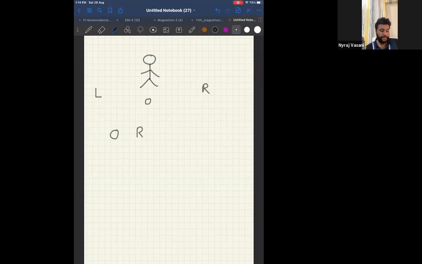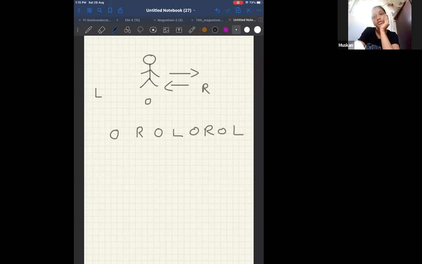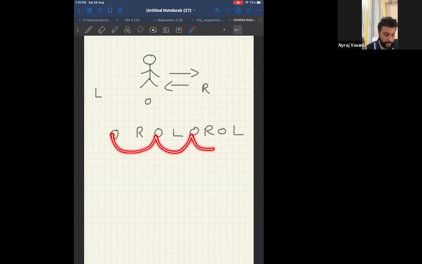0. So, from 0, the person has gone right. Then can I say it has to come to 0? Okay, then left. Then 0. Right. 0. Left. Now, if you notice, every alternate position is 0 or every alternate position is starting position, and other alternate positions are the two extremes.